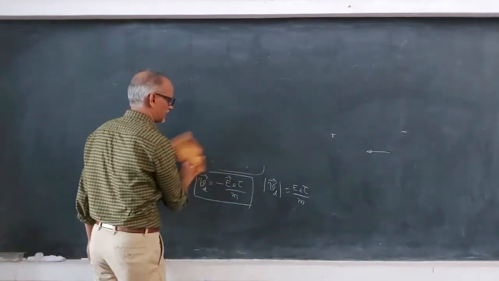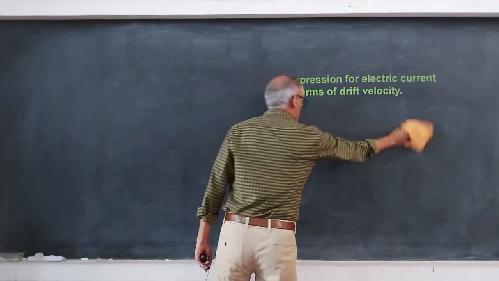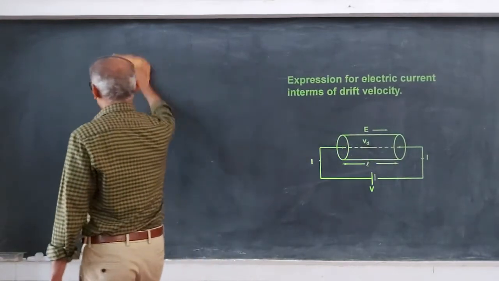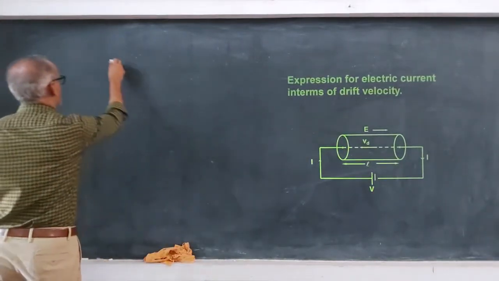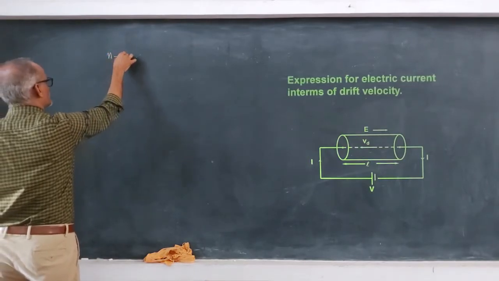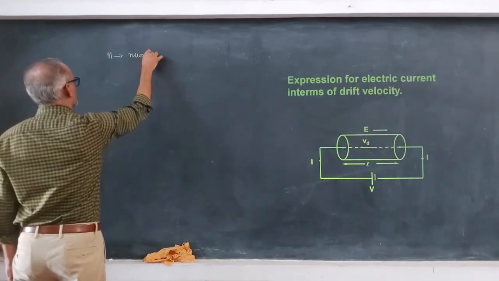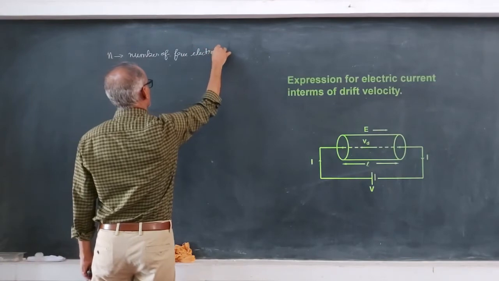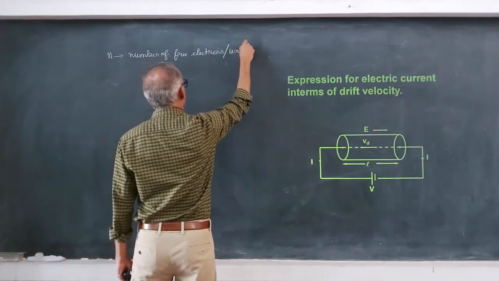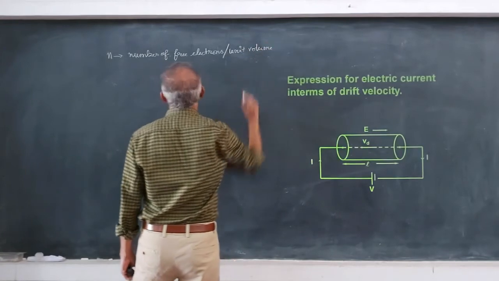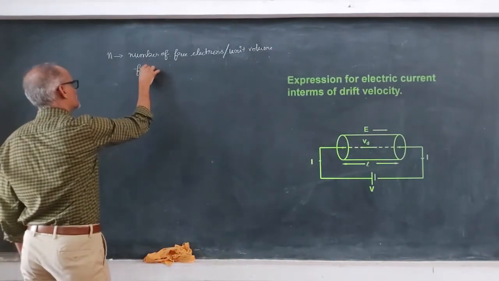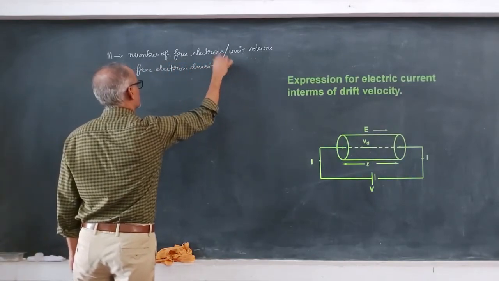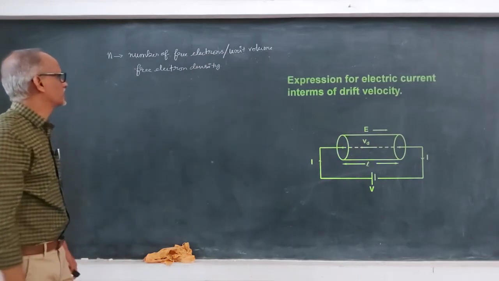We can even calculate the expression for the current. So, I am going to consider the same circuit again. First, let me take some variable, small n. Now, small n stands for the number of free electrons per unit volume, or it is also called the free electron density.